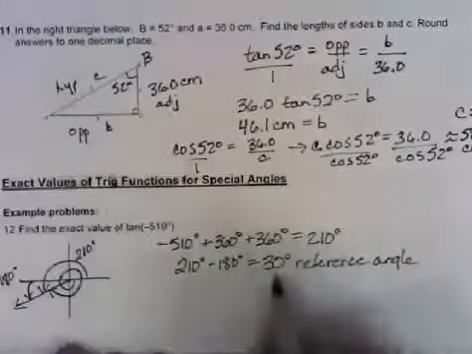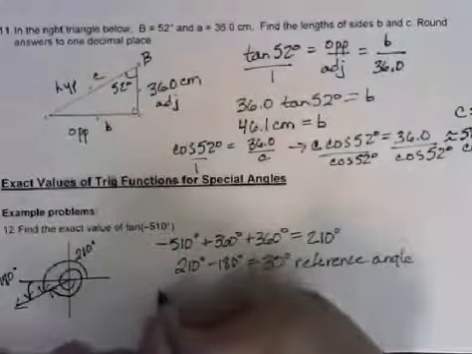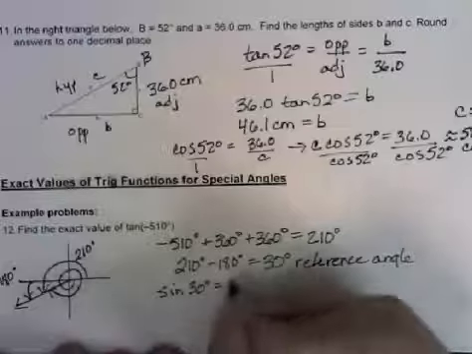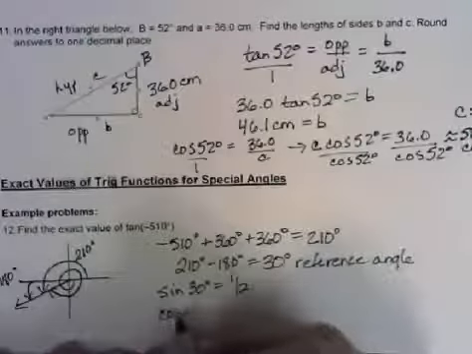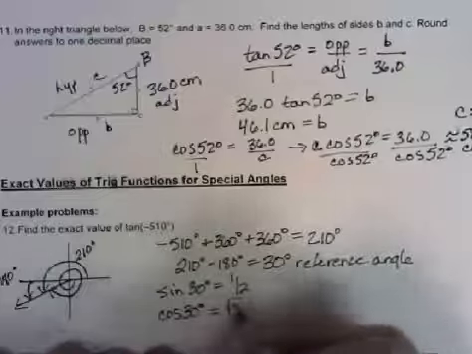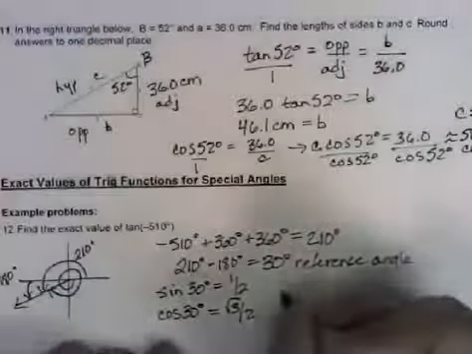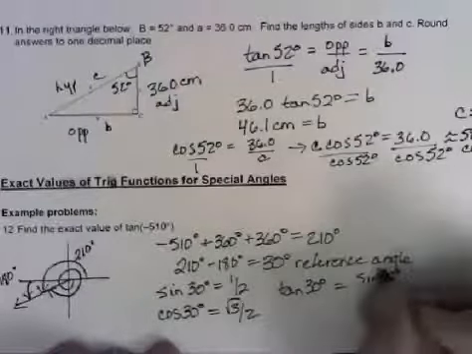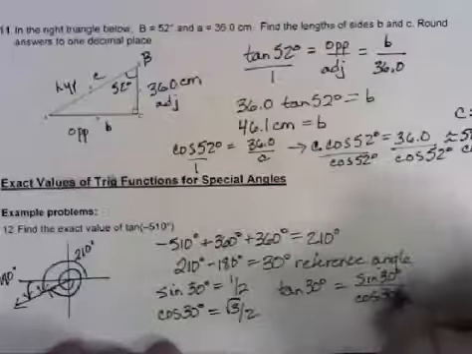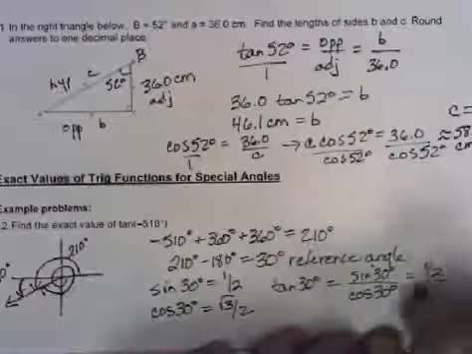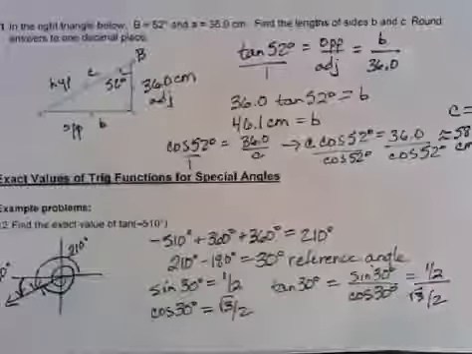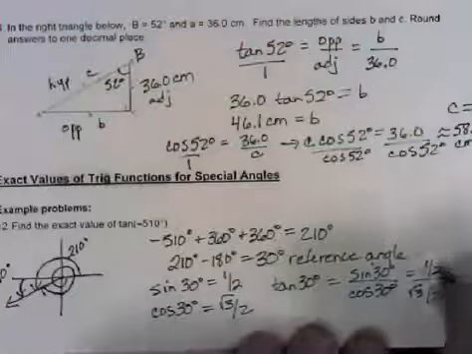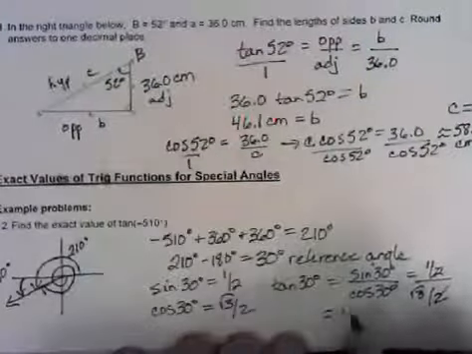Now I need to figure out the tangent of 30 degrees. So for my memory trick, the sine of 30 degrees is 1/2. The cosine of 30 degrees is the square root of 3 over 2. That means the tangent of 30 degrees is sine over cosine. That's 1/2 divided by the square root of 3 over 2. I can simplify this a little bit by canceling the 2's, and that gives me 1 over the square root of 3.